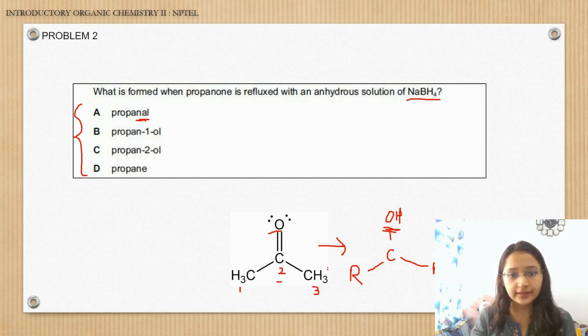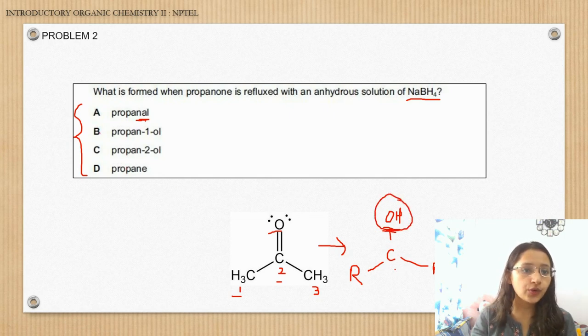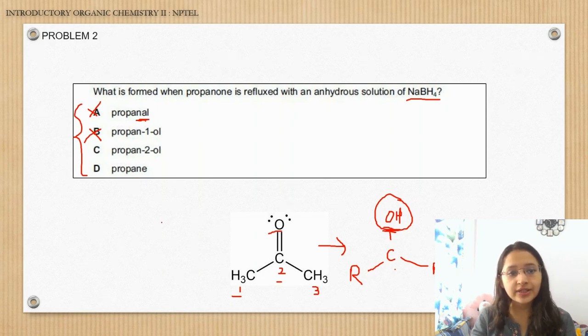In that one, at carbon 1 we have the hydroxyl species, but that is not the case, because after reducing propanone we have the hydroxyl group at the 2 position. So option A and option B are not the answers. For option D, propane is getting formed. Propane, as you know, is a linear chain compound, so it is also not getting formed here.